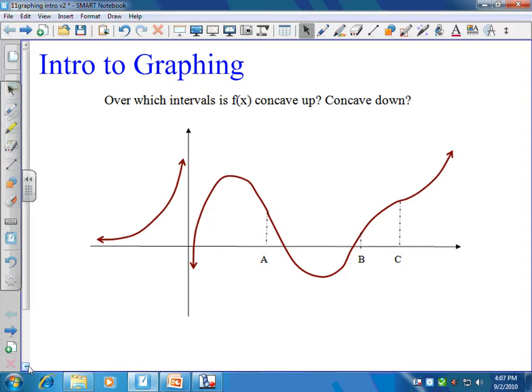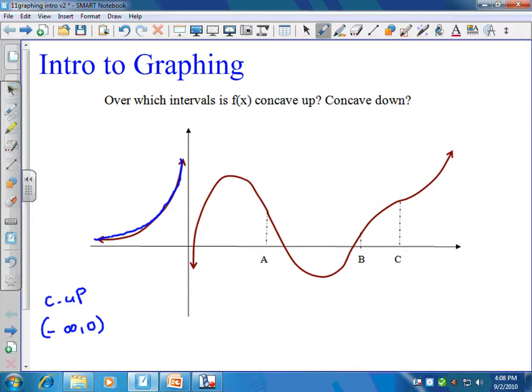So for example, we're going to use the terminology concave up and concave down. So the question is, over which intervals is a given function concave up and over which intervals is it concave down? So let's take a look at the graph. So clearly over this region it's concave up, right? We usually give the regions over the x-axis. So that region would be like negative infinity to 0. This function is concave up.